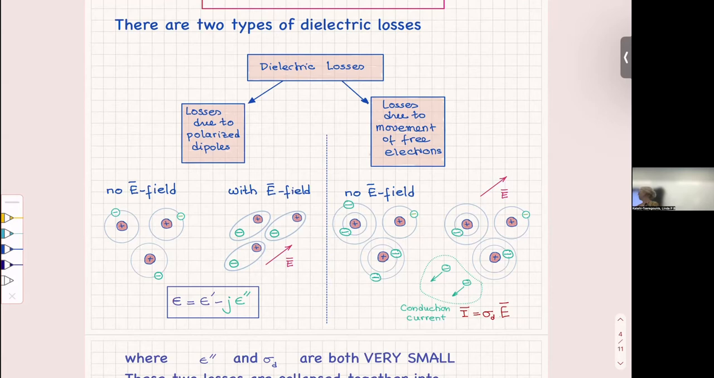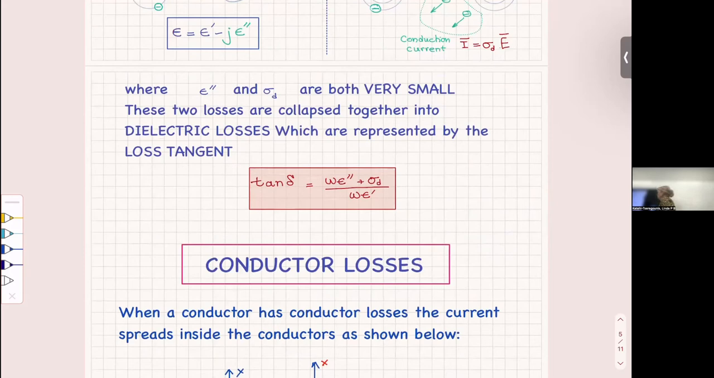But in any case, with an electric field applied, all of the outer electrons will separate themselves from the atom, totally. Not like this, but here. They're going to be totally out there, and they will all run in one direction, and they will create a current. And this current is called the conduction current in the dielectric. So now we have these two types of losses. However, to simplify things, we don't speak about them as two separate things. We speak about them as one.